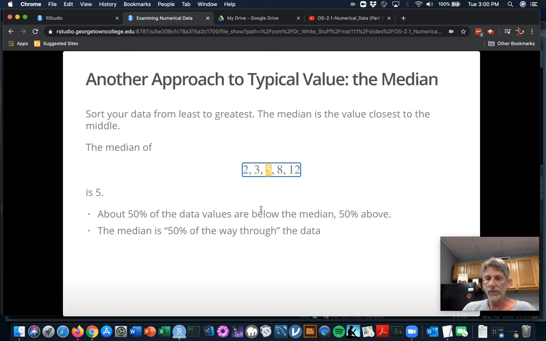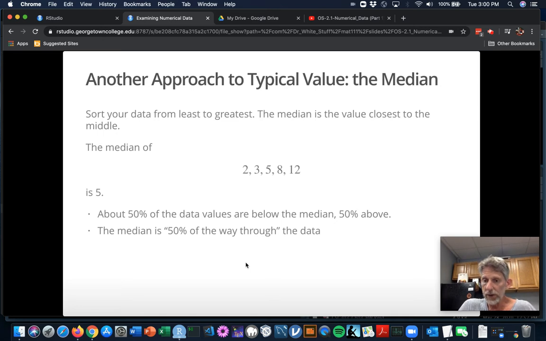And when there's an odd number of data values, that's going to be the case. There will be an exact middle value. And that exact middle value is called the median. Now, how should you think about the median? Well, about half the values are below the median, and about half are above. And that's why the name median is given. It kind of sounds like middle. The median is 50% of the way through the data.